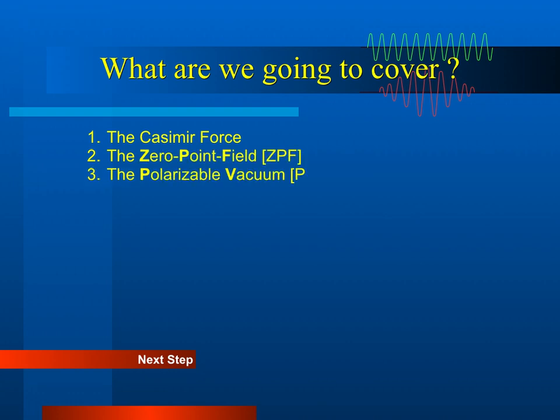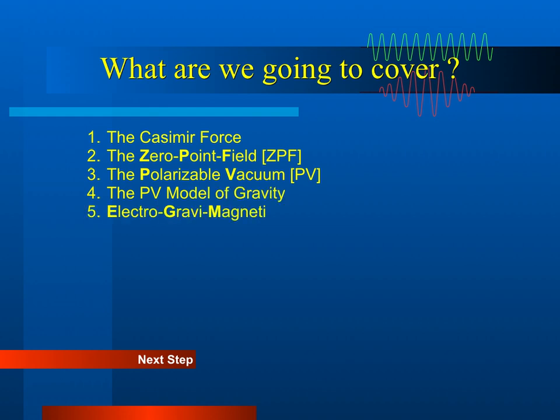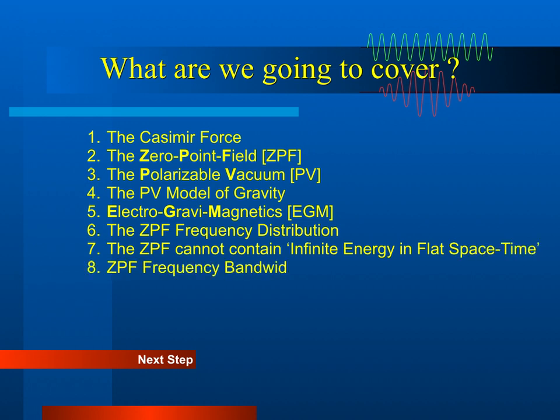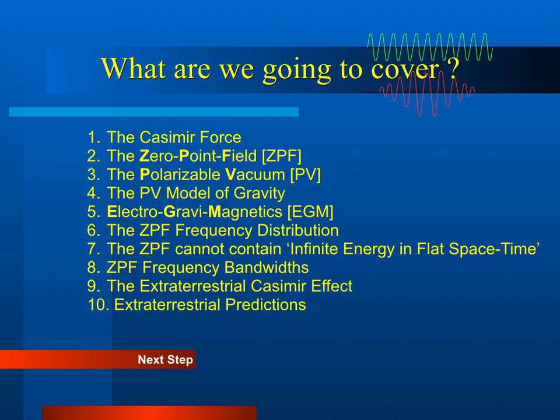These are, number 1, the Casimir force. What is it and how is it generated? Number 2, the zero-point field. What is it and how does it manifest? Number 3, the polarizable vacuum. What is it and how does it relate to the zero-point field? Number 4, the polarizable vacuum model of gravity. What is it, how is it different to general relativity, and what can it do for us?